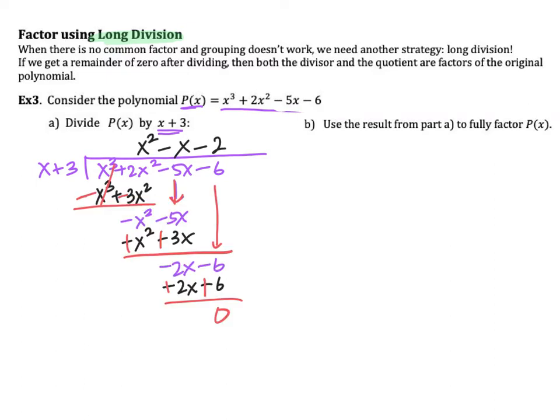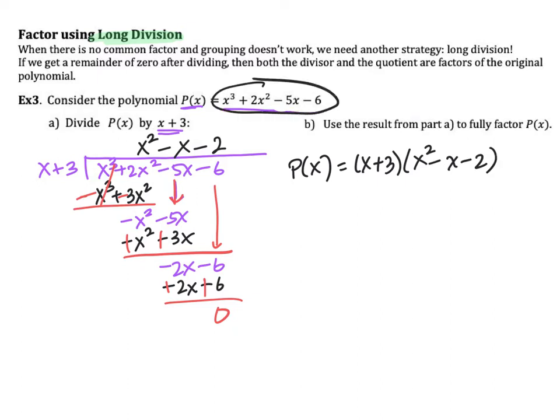Okay, so when you did your long division, you should have gotten your quotient to be x squared minus x minus 2, because x plus 3 was a factor, so you should have gotten 0 as your remainder. So what does this mean? That means if I took my denominator, which is x plus 3, and multiplied it by my quotient, I should get my p of x, right? If I took my quotient and multiplied it by my denominator, then I would get my original polynomial function.